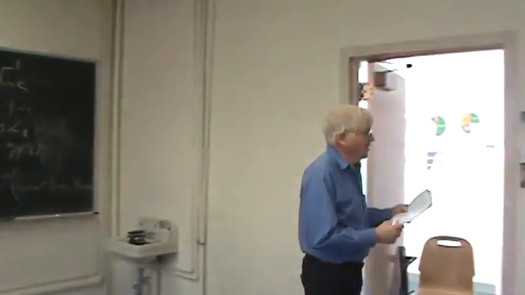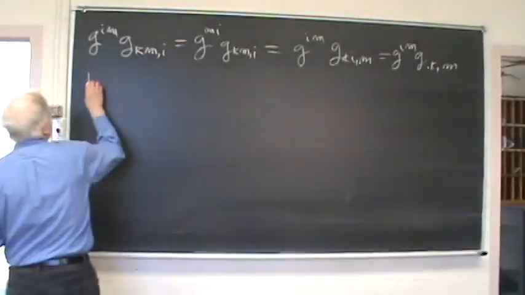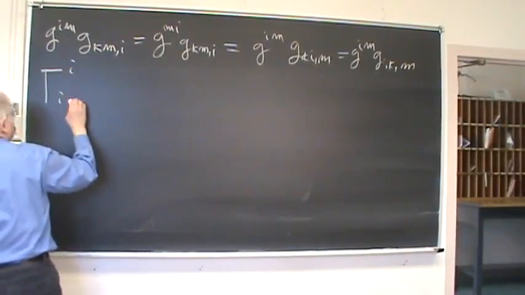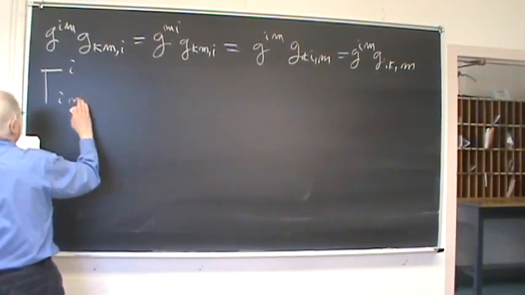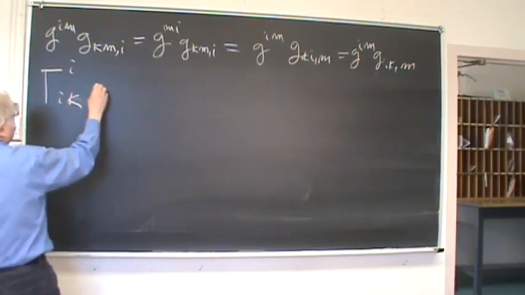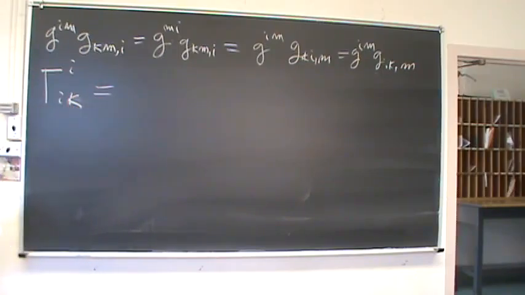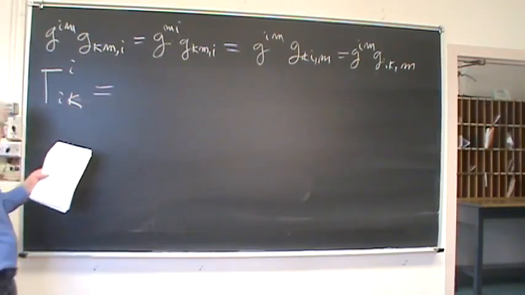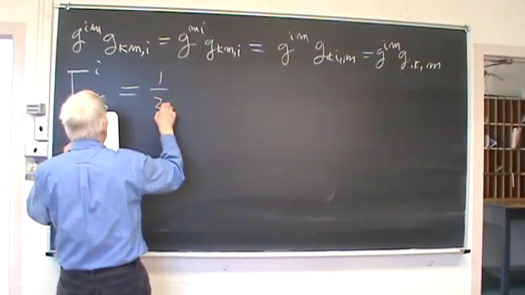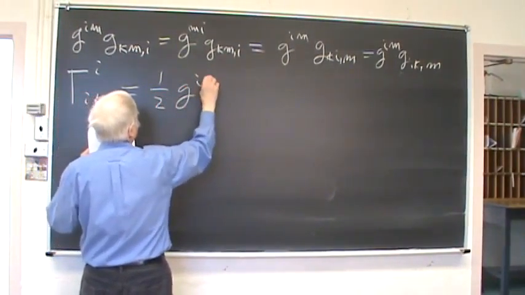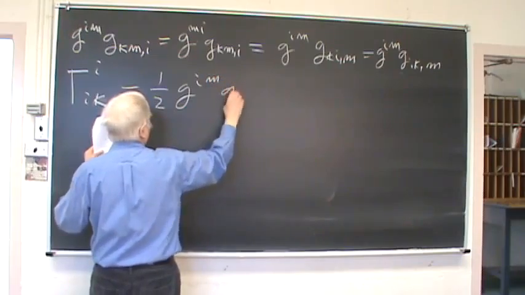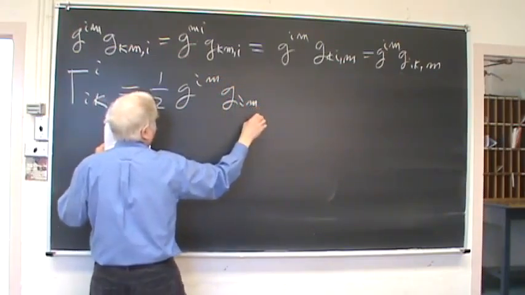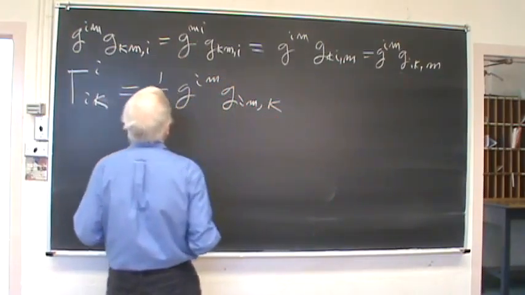So we have this remarkable simplification, namely that the contracted connection is a half G^{IM} G_{IM,K}.